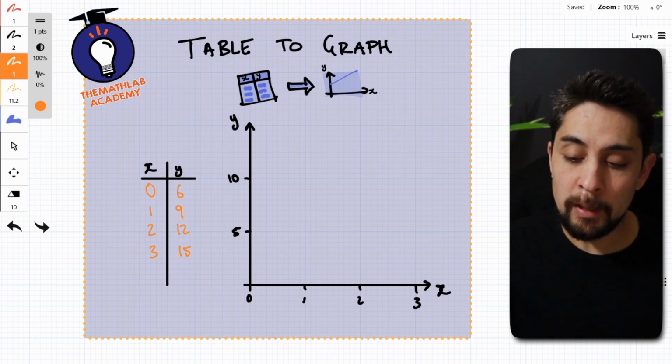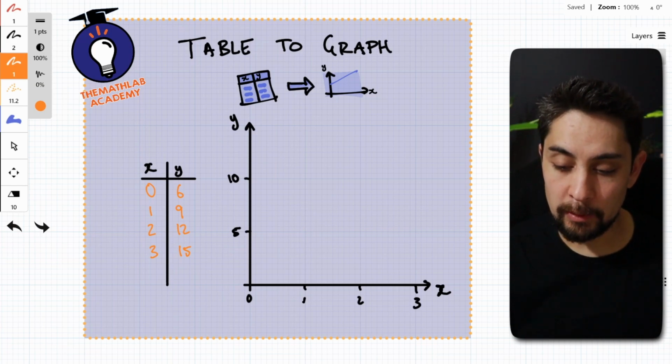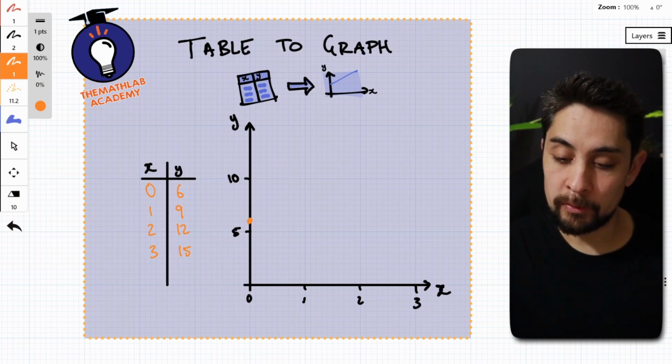So 0, and then we're going to go up 6. Now we have 5 here, 10's up there, so 6 is right there. We just have to do a little bit of mental math to figure out where 6 is on this graph.